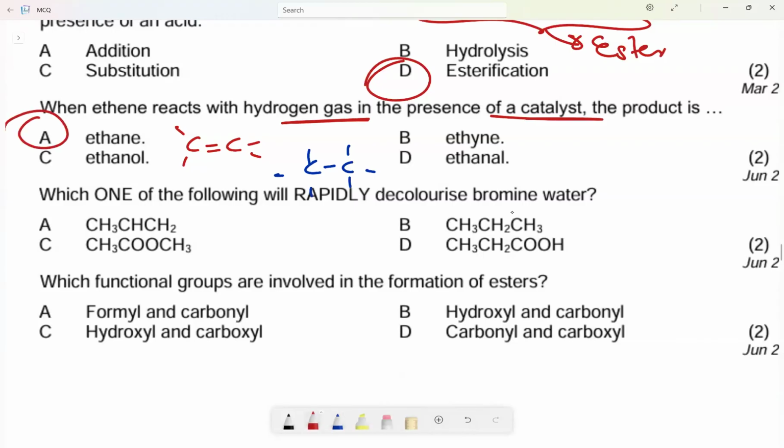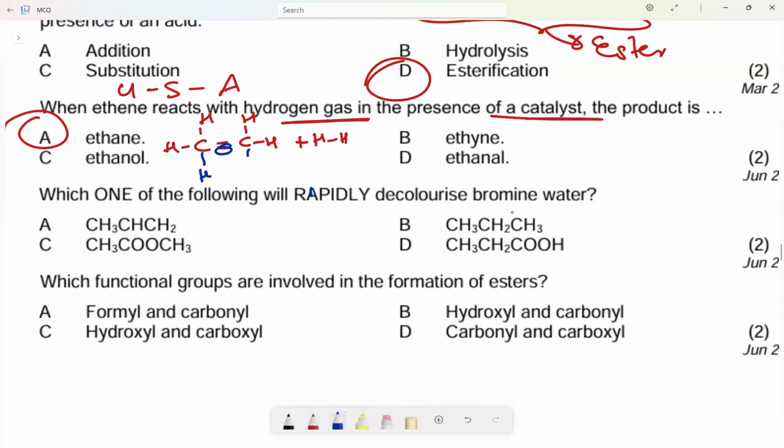We're going to form ethane. Why? Because with ethene, when we add hydrogen, it is going to be an addition reaction. Remember, unsaturated to saturated is an addition reaction. So you can also draw this as H, H, H, H. When I add H, H, it's going to break this bond and form H there and H there. When I name this, it becomes ethane.